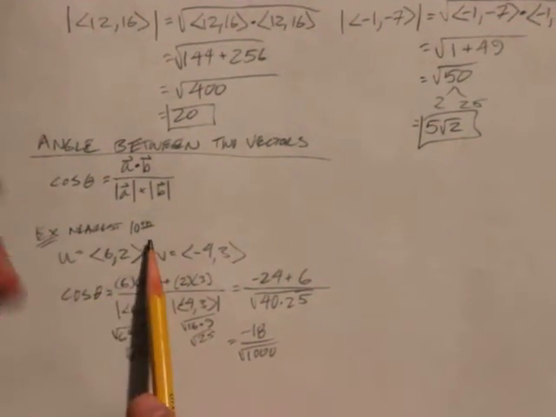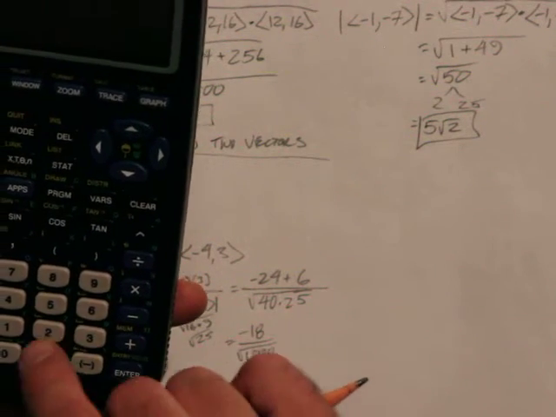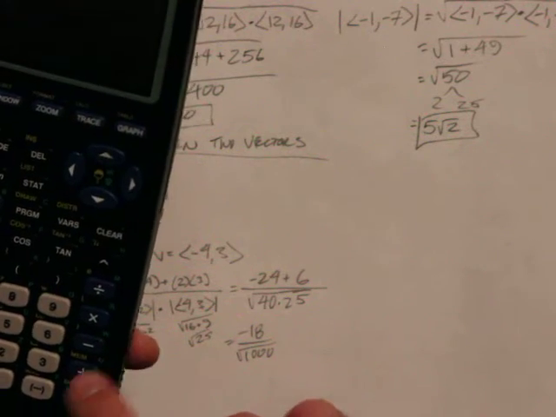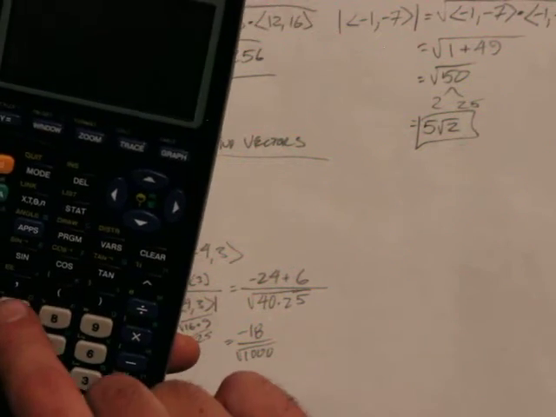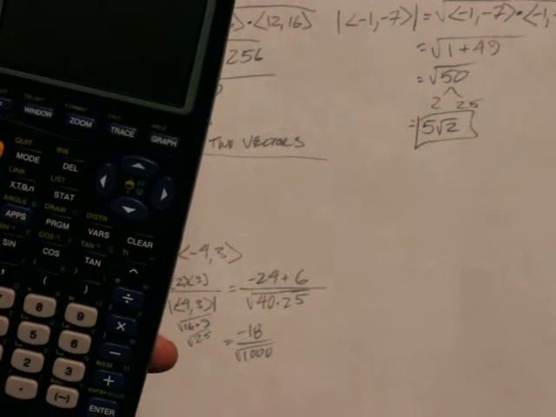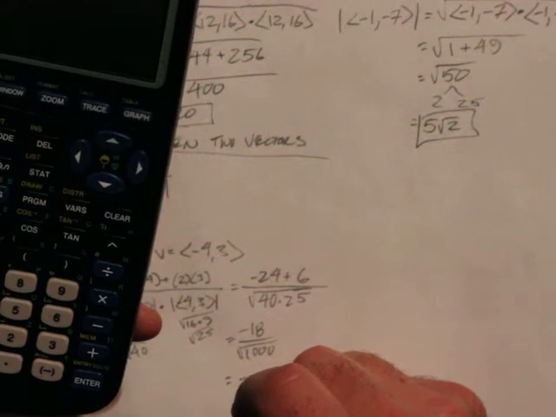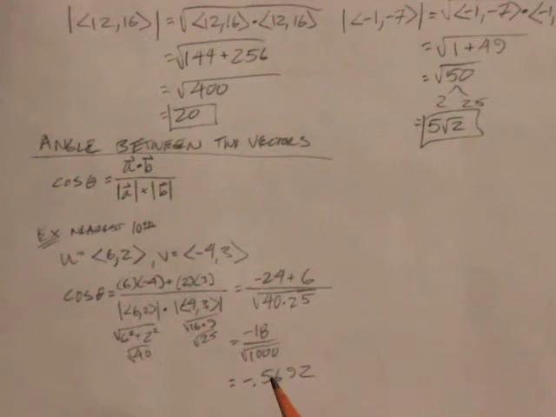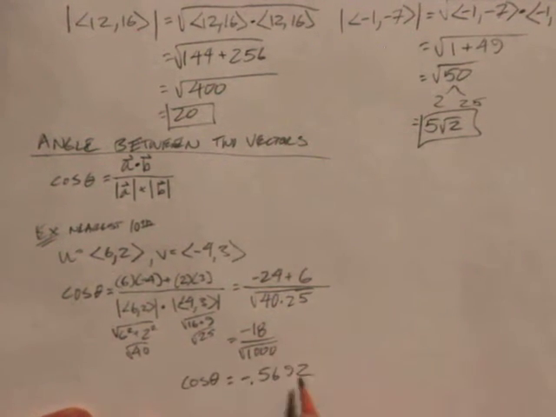And so since I have the nearest tenth here, I just say negative 18, divided by square root of 1,000, close parentheses. There we go. I get negative 0.5692. And I remember I'm trying to find the cosine of theta equals this.